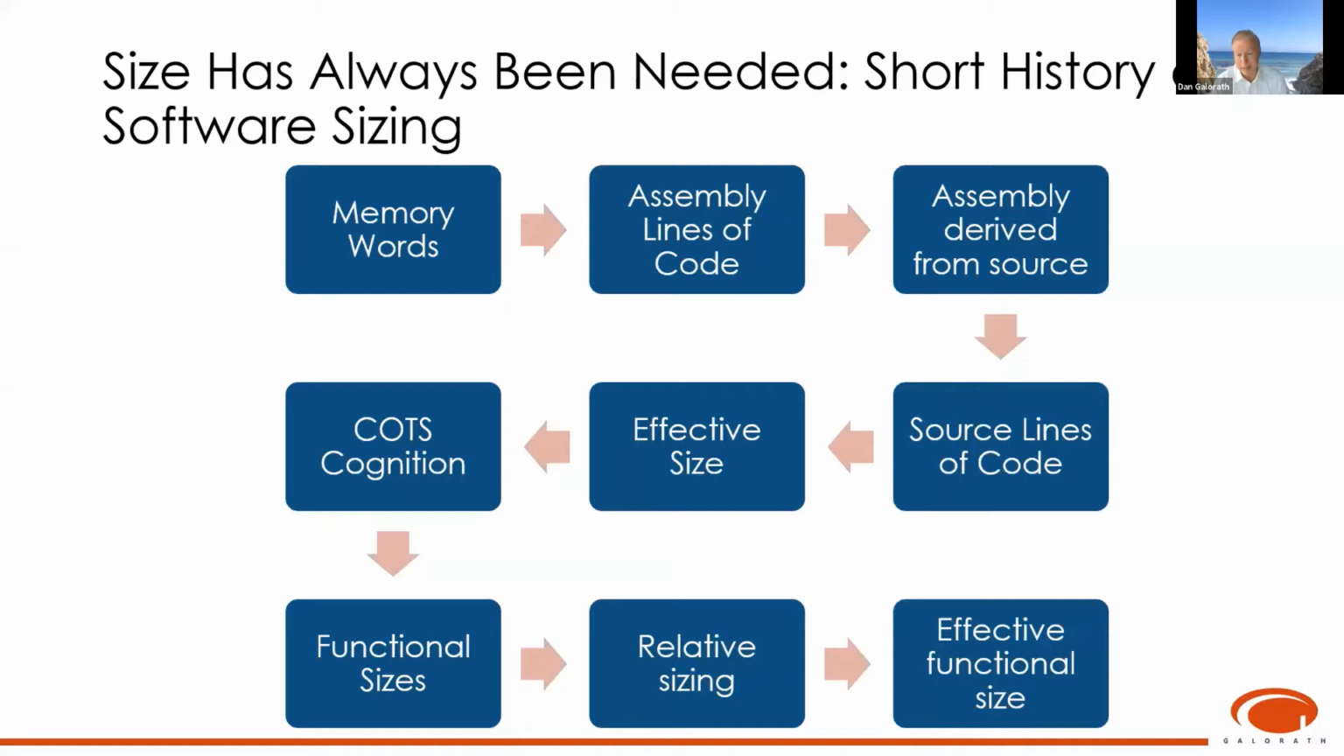Then it went to assembly lines of code, then assembly lines of code derived from source. I'll show you a few examples of these. To source lines of code, to effective size, which I've heard referred to a couple of times here, to something we call COTS cognition for commercial off-the-shelf. Functional sizes, and I think everybody here knows a lot about functional sizes. Relative sizing, well, I'm getting dizzy just saying this. And effective functional size. I'm going to go through some of these.